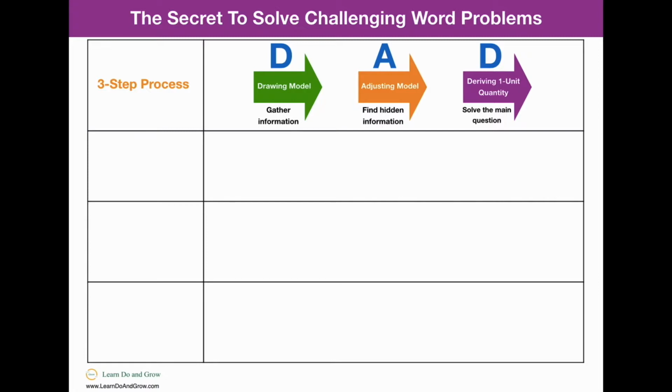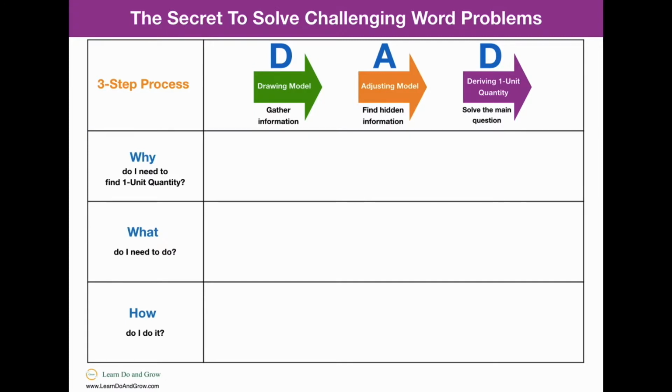Once it is simplified, we move to the next step, which is deriving one unit quantity, meaning finding one unit quantity. Later on you will see, the moment we can find one unit quantity, we can use it to find any answer that the question is asking.